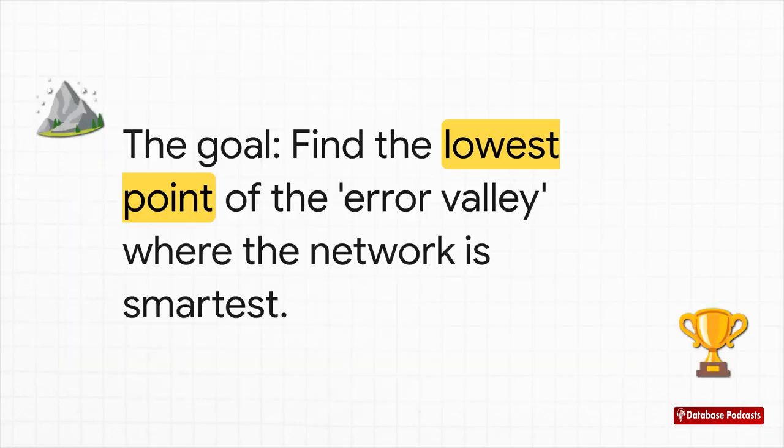A great way to visualize this whole process is to imagine a ball trying to roll down to the very bottom of a giant sprawling valley. The landscape of this valley, with all its dips and hills, represents every possible error the network could make. And the lowest point, the very bottom of that valley, that's the sweet spot. That's the point of minimum error, where our network is at its absolute smartest.